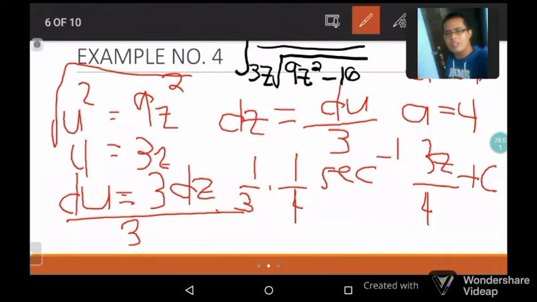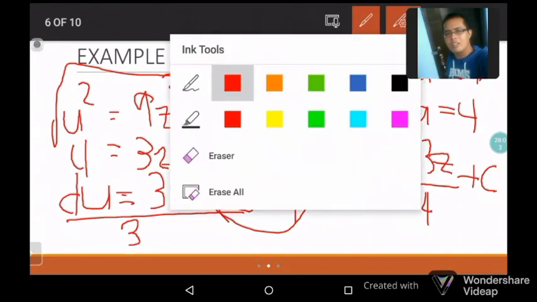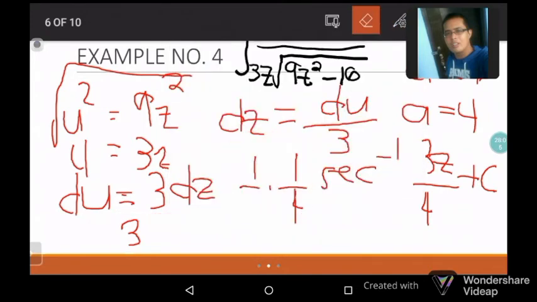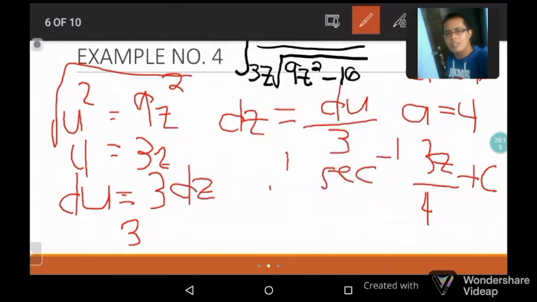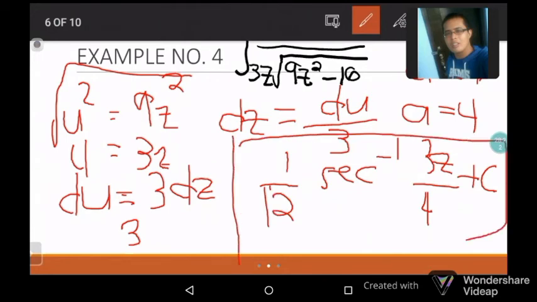1 over 12. Arcsecant of 3z over 4 plus c. So our answer for this problem is 1 over 12 arcsecant of 3z over 4 plus c. Okay, so questions? So yun lang, no?